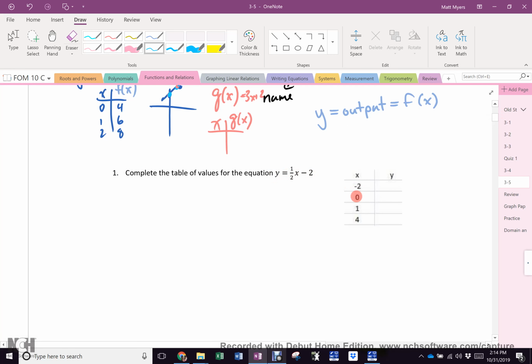And what would we do with all these numbers? We'd put them in here, right? So what is negative 2 times 1/2? What's half of negative 2? Negative 1. What is negative 1 minus 2? Negative 3. Woo! All right.